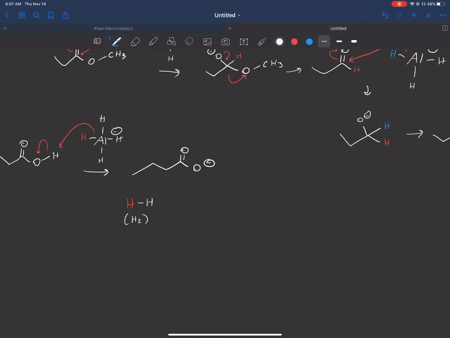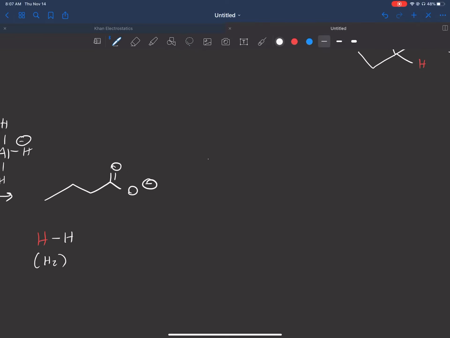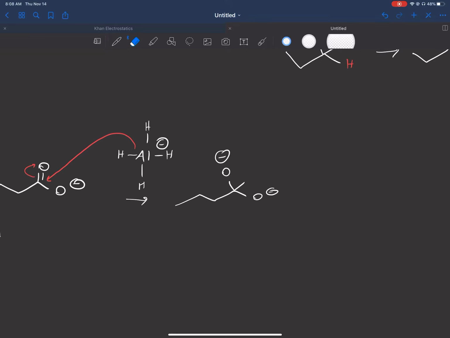Now what happens is another one of these aluminums comes in. Now let me just move everything down. So another one of the AlH4 minus comes in, and it's going to again attack this. This gets kicked up, giving us this structure with an O minus, right? And so it looks a little bit weird. We have like these two O minuses.